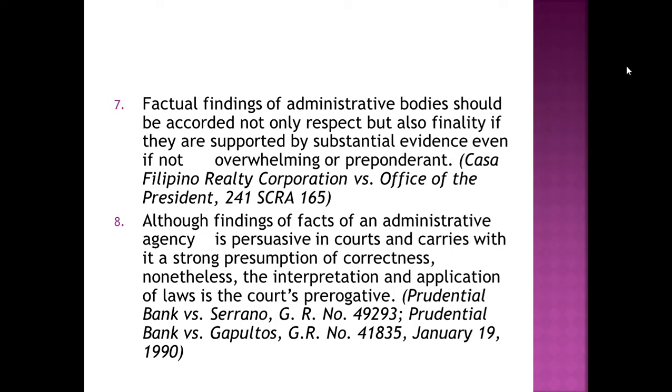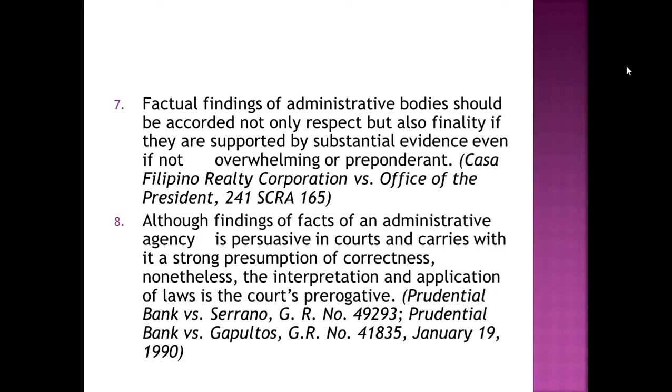Number seven, factual findings of administrative bodies should be accorded not only respect but also finality if they are supported by substantial evidence, even if not overwhelming or preponderant. Again, this is in line with the principle that administrative acts are presumed legal or constitutional. Number eight, although findings of facts of an administrative agency are persuasive in courts and carry with them a strong presumption of correctness, nonetheless, the interpretation and application of laws is the court's prerogative. This is now the limitation of administrative actions.